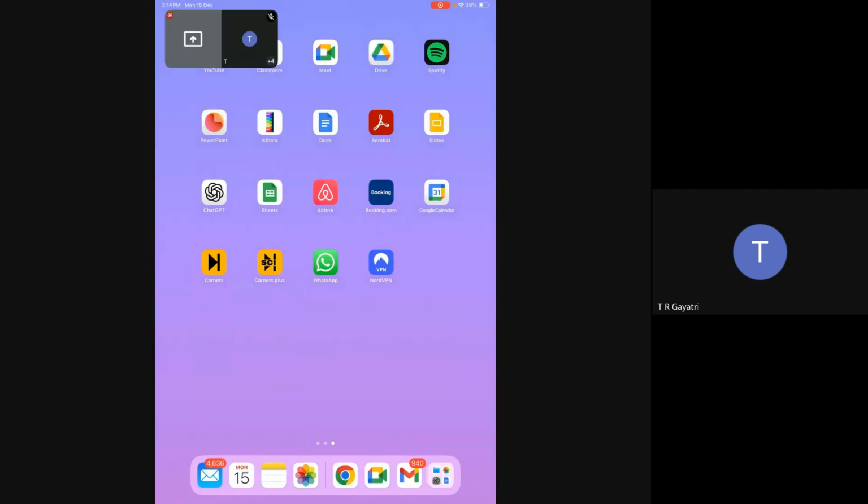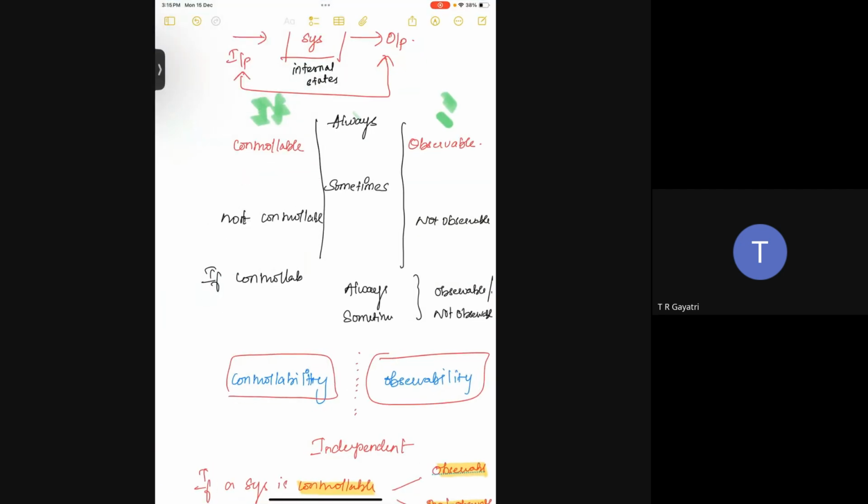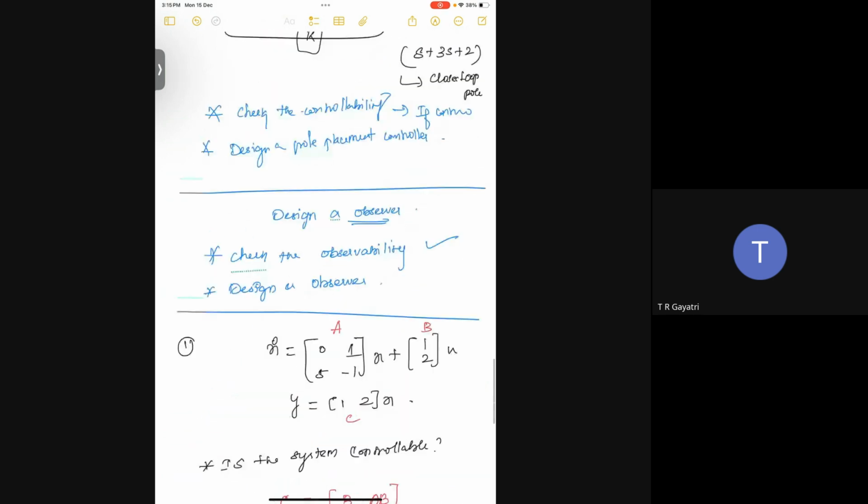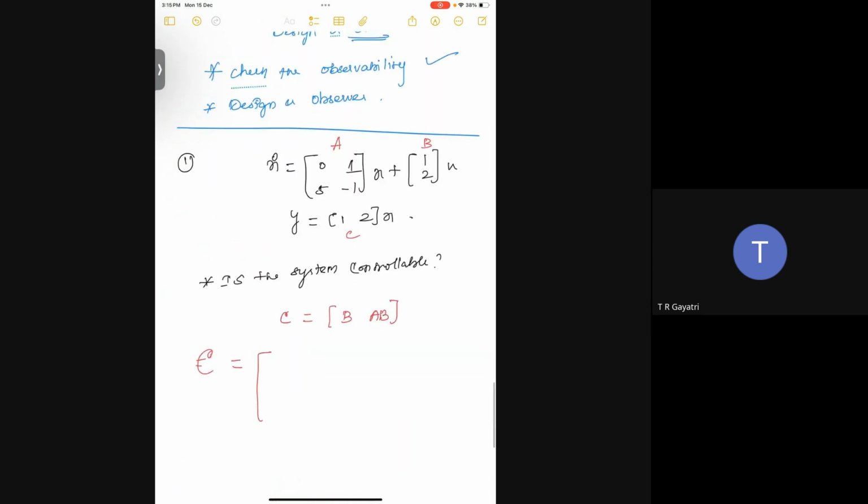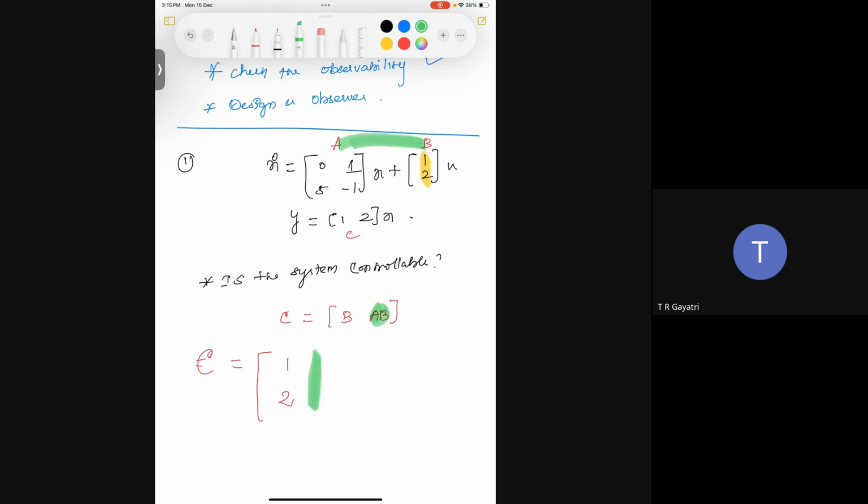My screen is visible, right? Yes, ma'am. So we have to write this B matrix as it is here. So I'm going to write 1, 2 as the first column. And the second column represents AB. So I'm going to multiply this A into B, and then I'm going to write that multiplication AB here.